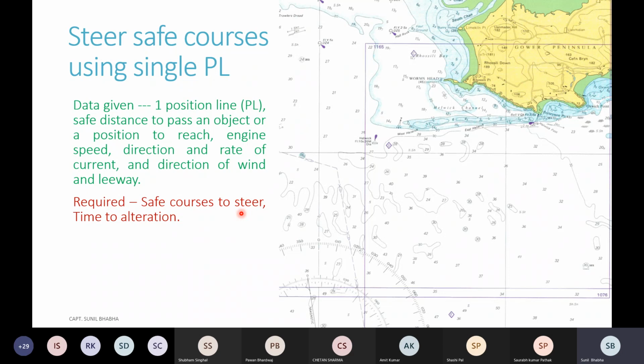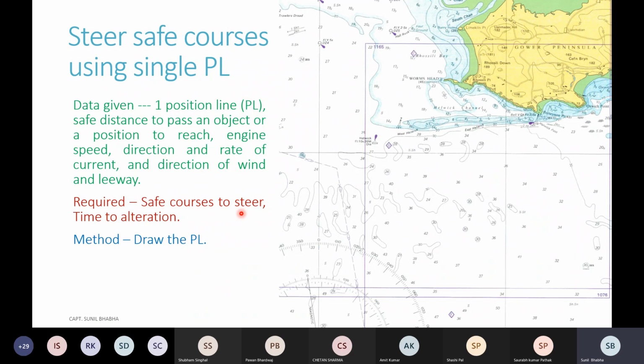What safe courses should we steer to pass at a safe distance from the given object or to reach a certain destination, and what should be the time to alteration? Let's see the method now, step by step. How do we solve this kind of question?